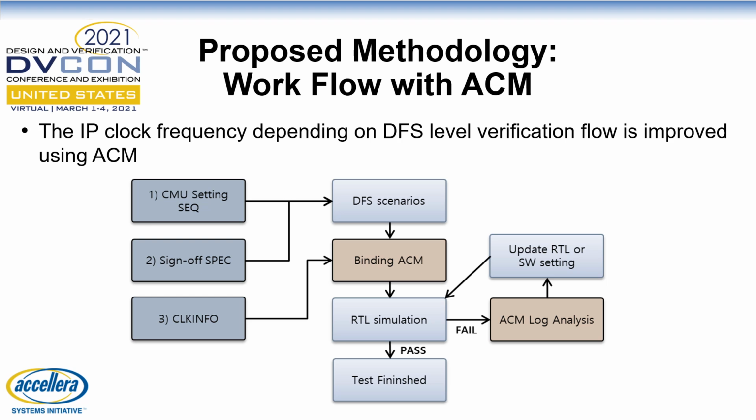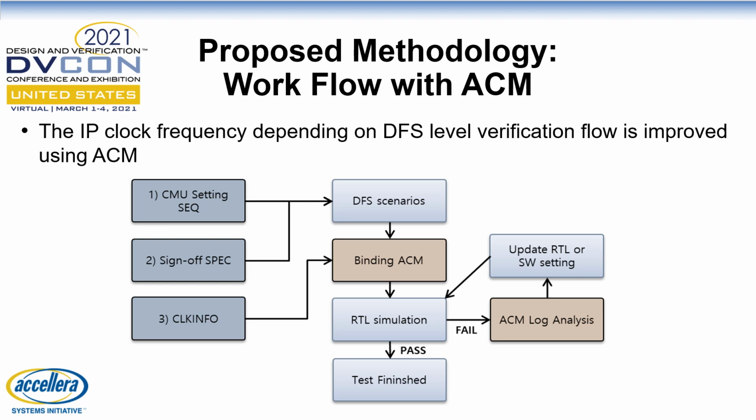Automated test bench generation is one of the efficient methods in SOC verification. Three files are used here for automation. First, the CMU setting sequence file means the dynamic frequency sequence, which includes clock logic setting values and orders depending on DFS level. It's used for making DFS scenarios. Second, the sign-off specification includes the target frequency values of each IP according to dynamic frequency level. It's used for making IP clock checkers.